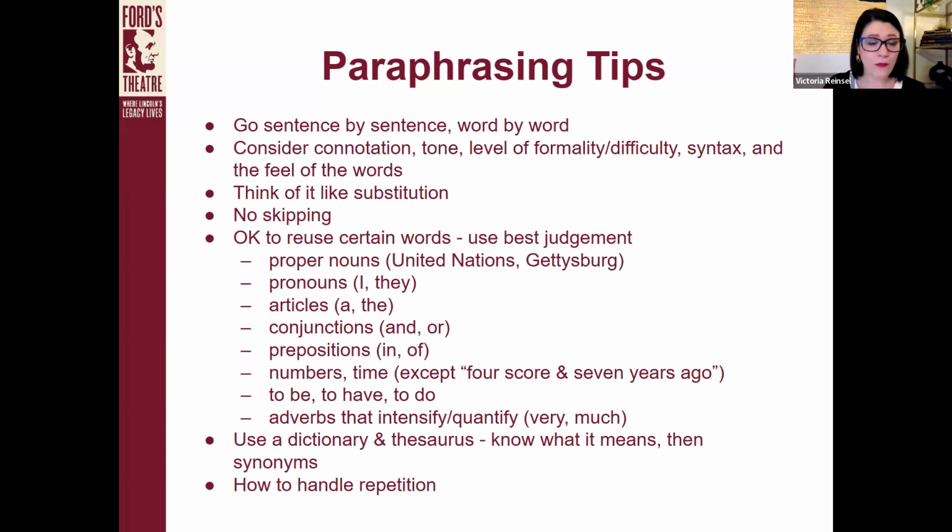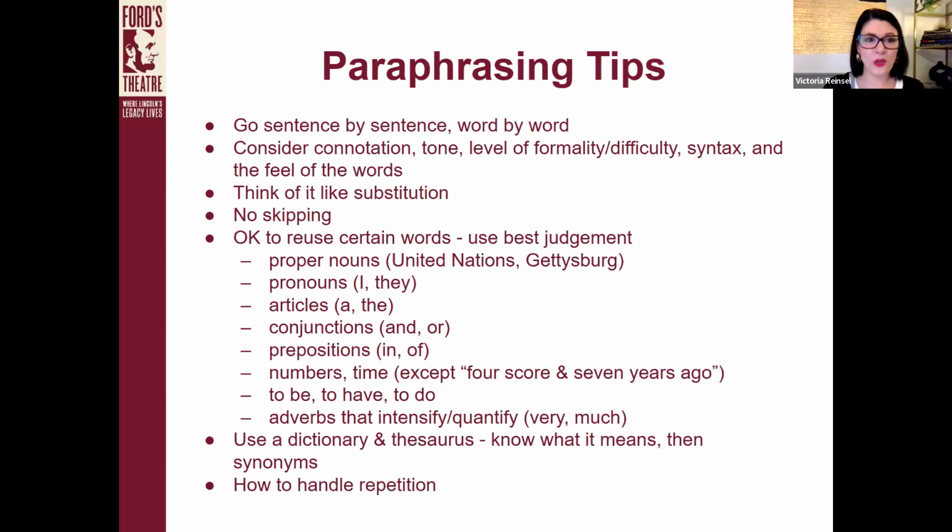I do not let kids skip. If you don't know what it means, get a dictionary out, get a thesaurus out. There's nothing wrong with that. In fact, I encourage it. And the reason I do is because one, I want to make sure that you understand the denotation, the dictionary definition, but I also get out the thesaurus whenever I'm paraphrasing because I might not think of the perfect synonym off the top of my head. I might think of something that's okay and would work.